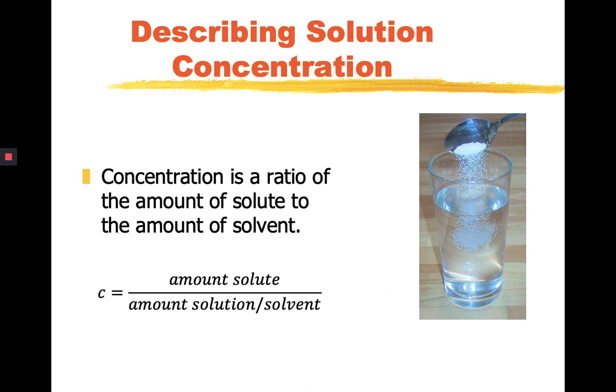and the concentration is a ratio of the amount of solute to the amount of solvent, which is given by small letter c, amount of solute over the amount of solution or the amount of solvent. So you can report it in terms of the amount, mass, or volume of the solution, or the amount, mass, or volume of the solvent. That still refers to a concentration.